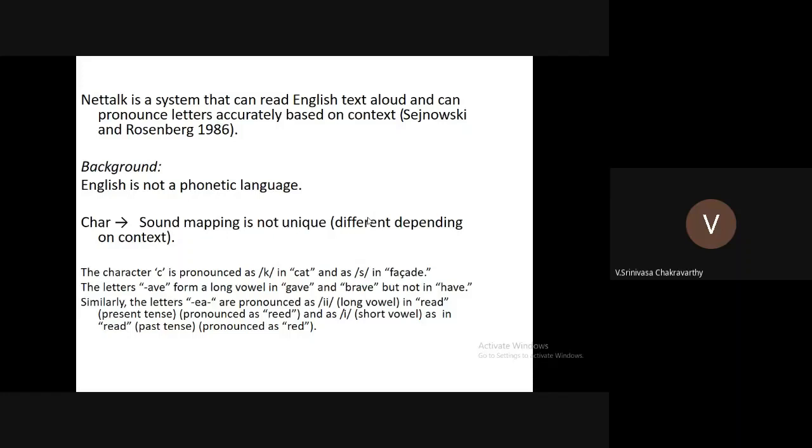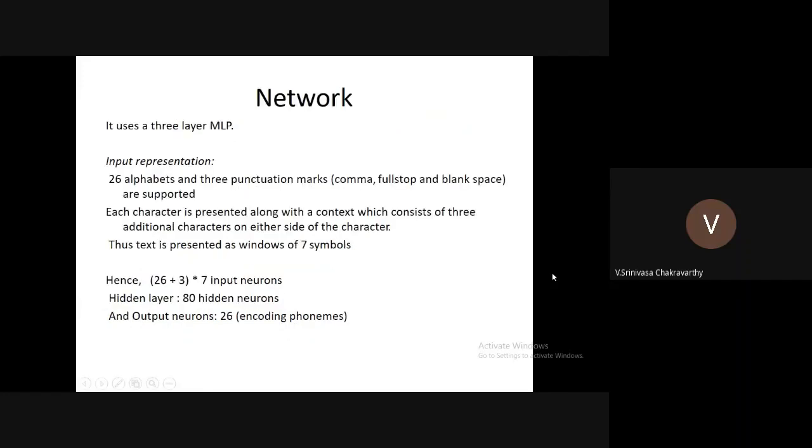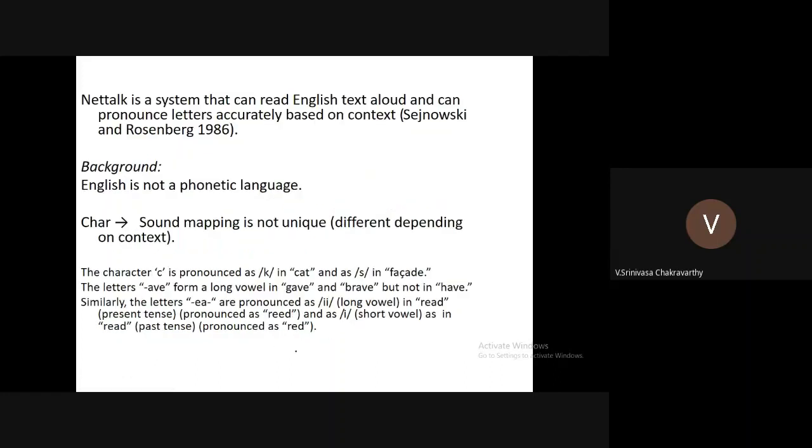Whereas that's not the case in English. So for example, C is pronounced as k in cat and s in facade, right? Similarly, the single letter doesn't have a unique pronunciation. It's always some kind of group of letters. The context is pronounced as gave and brave, but in have it is have, right? So all sorts of contextual variations are there, which makes text to speech in English a fairly hard problem.